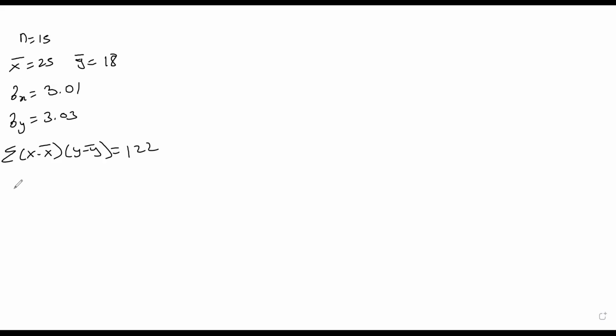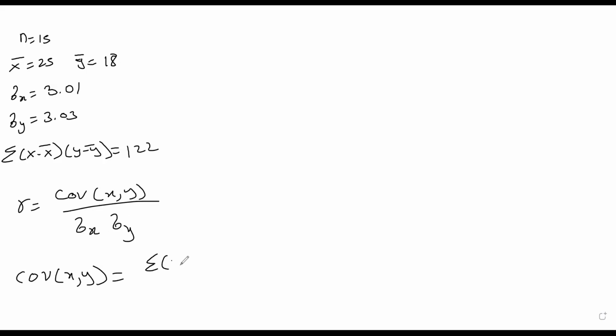We have to find r, correlation coefficient. Now they have given us standard deviation, and there is one formula including standard deviation, that is covariance of XY upon standard deviation of X, standard deviation of Y. Covariance, the formula is summation X minus bar X, Y minus bar Y upon N. They have already given us. This is 122 upon 15.